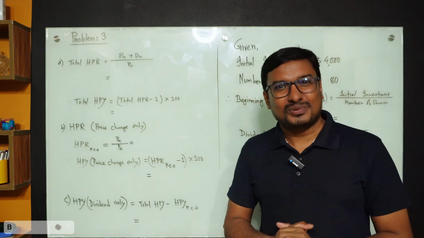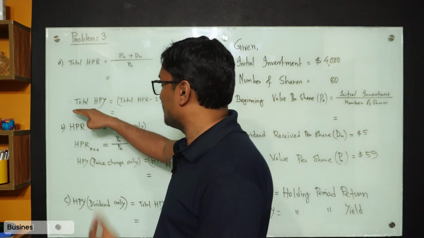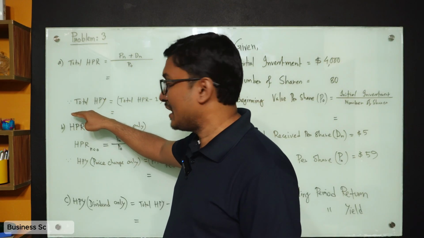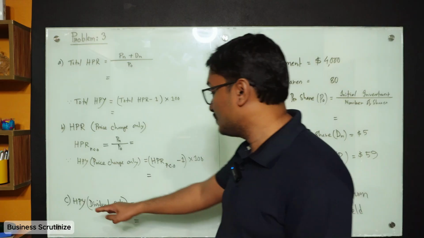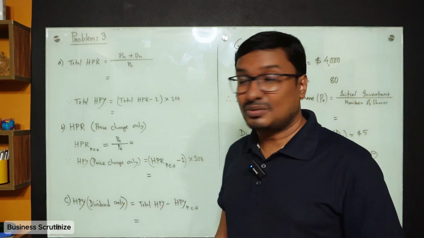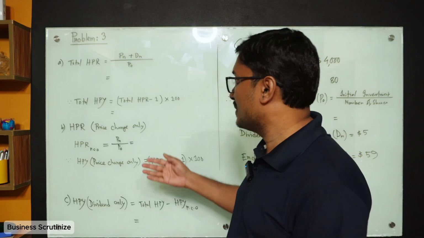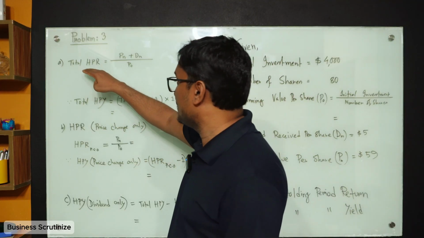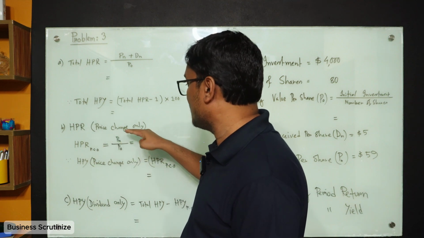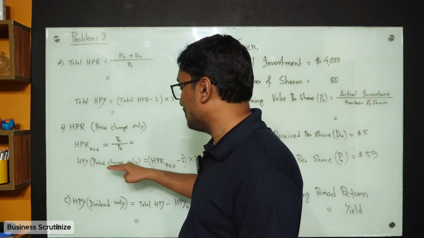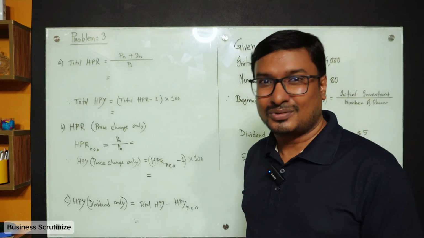In problem number 3, we have to compute different requirements. As per the instruction of the problem, we have to compute total HPY, HPY when price change only, and HPY dividend only. So these three requirements we have to compute. Before that, we have to compute total HPR to get total HPY, and then HPR price change only to get HPY price change only, and finally we will be able to compute HPY dividend only.